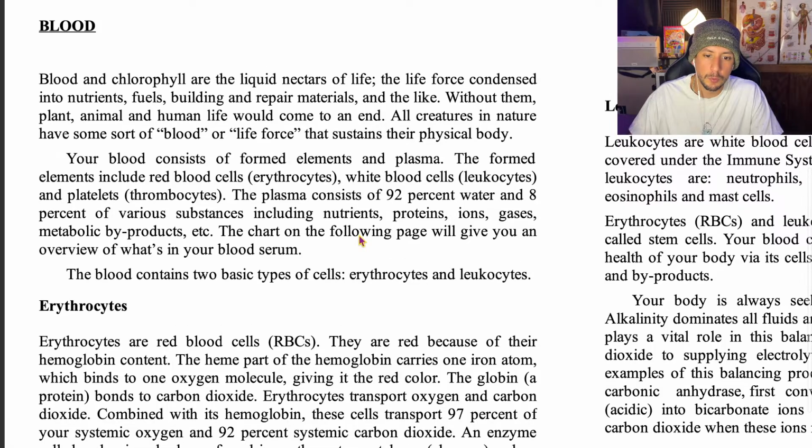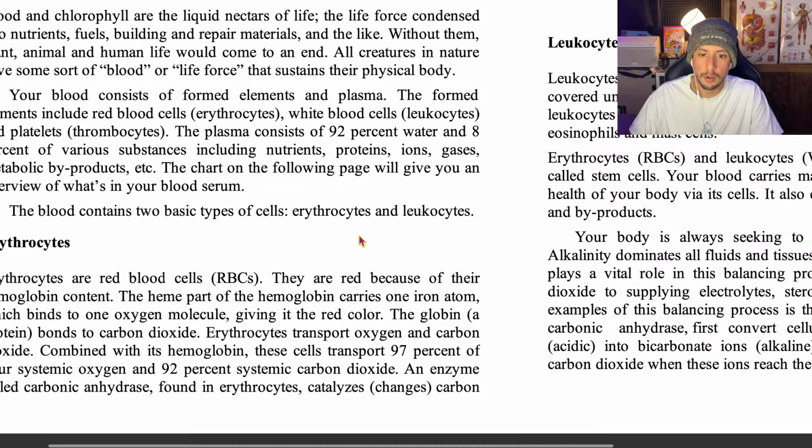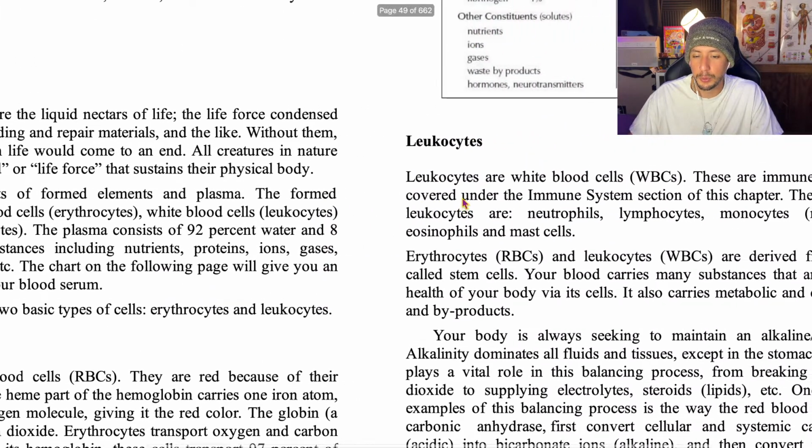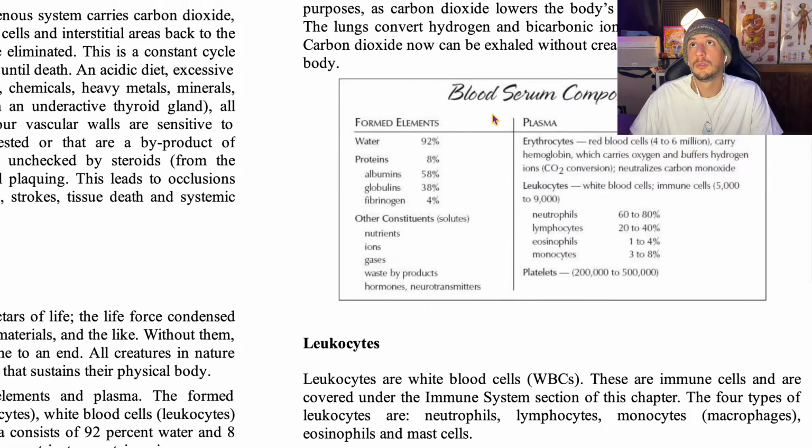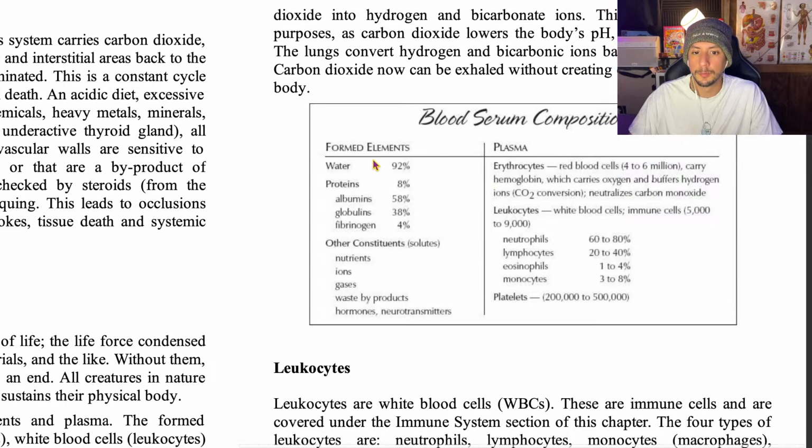The blood contains two basic types of cells, erythrocytes and leukocytes. I always had a bad time pronouncing those. But yeah, here we go. Blood serum composition, if you can see that. So we got water, 92%, proteins, 8%. It tells you right here what proteins they are. And then the other solutes are just nutrients, ions, gases, waste byproducts, hormones, and neurotransmitters. So there's a lot of the exchanges that you make with other cells when your blood goes through.